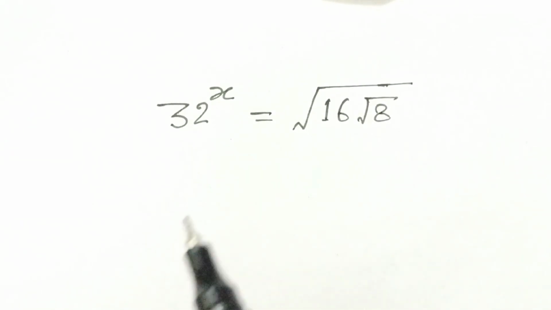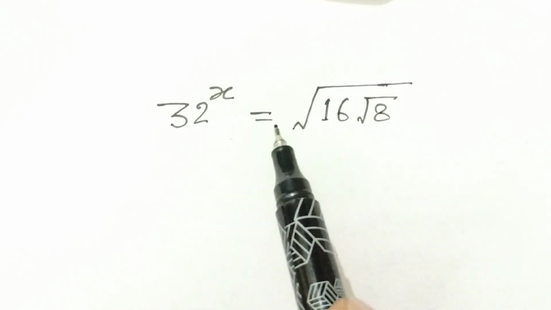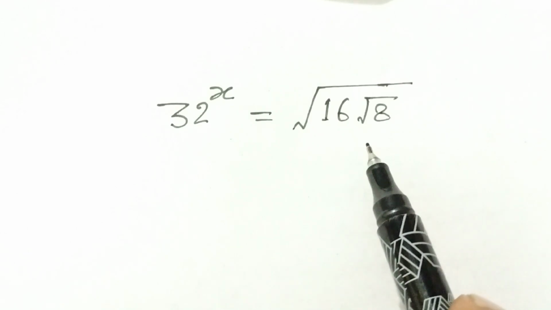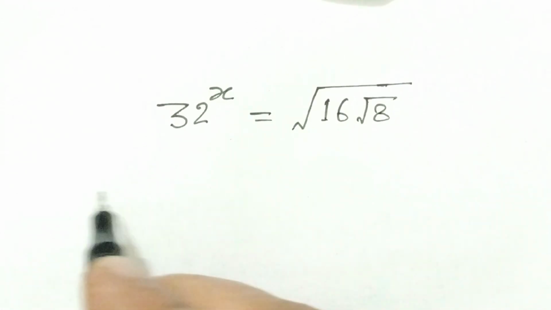Today we have a nice problem. 32 to the power x is equal to square root of 16 into square root of 8. Okay, so let's start.